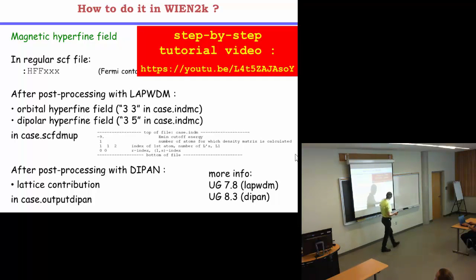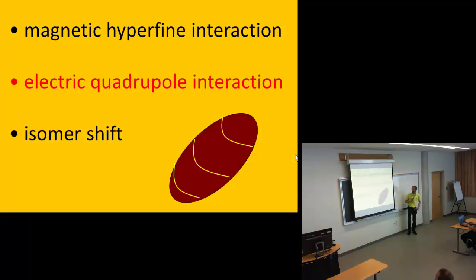So you find here the places in the user's guide where you have this explanation. And a few years ago, I also made a short instruction video where you go through a calculation step by step and where you see what is happening, especially with these two contributions. I've put it now on YouTube. You can find it there. The address will be in the slides. So that's the magnetic hyperfine interaction. Second one, electric quadrupole interaction.